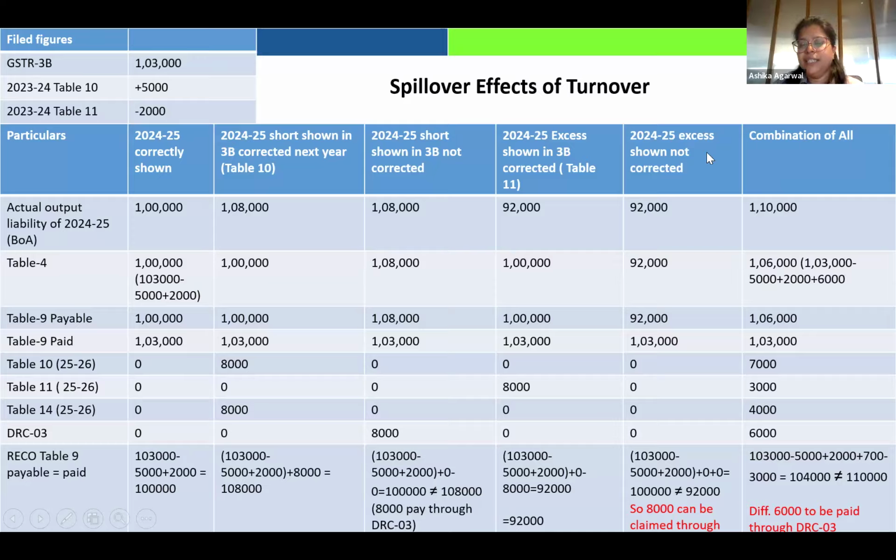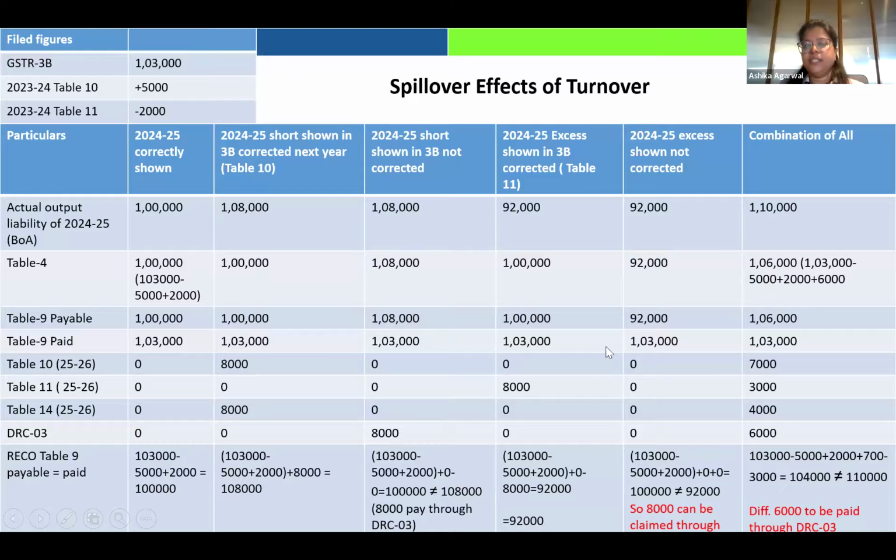Now, another example: 24-25 excess shown, not corrected. Over here, our actual liability is showing 92K. We have reported in table 4 also 92K. Tax payable is 92K. Tax paid is your 1 lakh 3. Again, 1 lakh 1,000 is your actual liability for 24-25 that you have paid. So here we have made an excess payment and we have not corrected. So as I said, you can go for a refund also if you have not corrected.